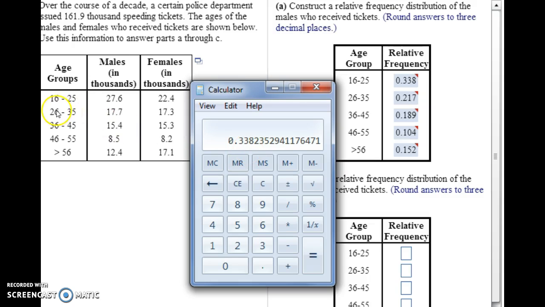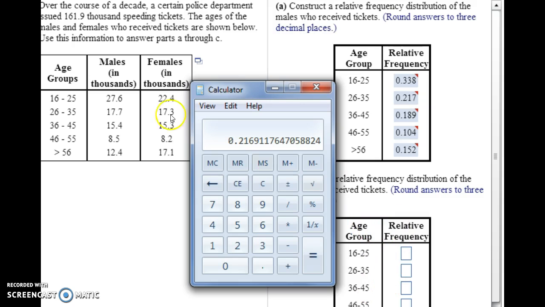And do a similar thing then. The next group, there's 17.7. And you divide by the total number of people there are, which, you're always going to be dividing by the total, which stays the same at 81.6. The total number of males, 81.6. So this time, rounding to 3 decimal places, 0.217. The 6 would round up to 7. And do that for the other age groups.